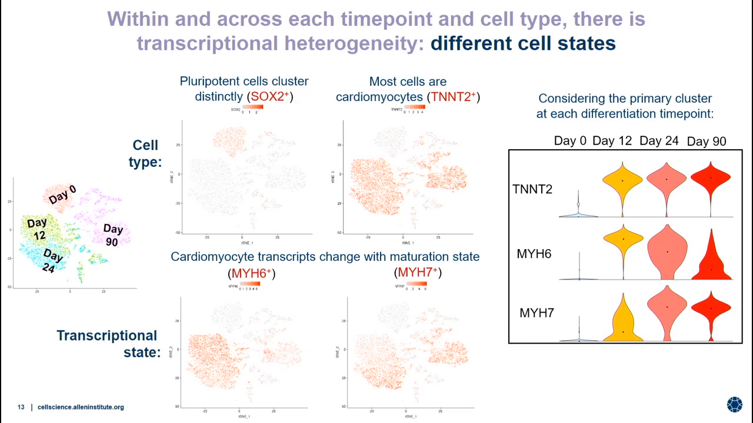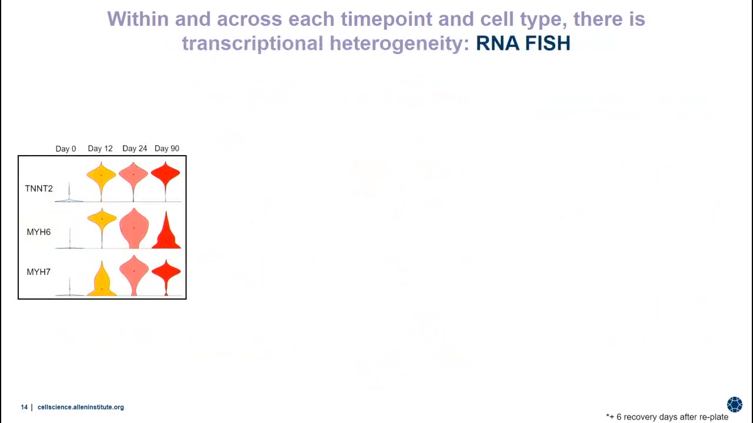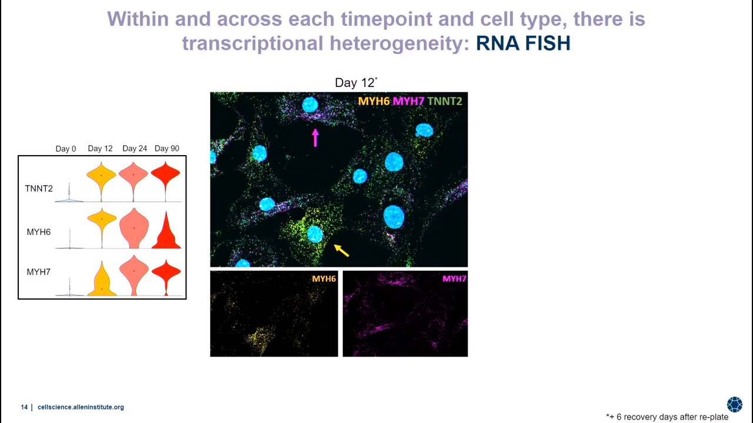However, not every cell is the same within these clusters. We know that there's more of a continuum of expression, and that there's a distribution and a range of different states these cells are in. So we're an imaging institute, and so we wanted to take a look at this visually. One way to do that is by doing in situ hybridization. And so we performed RNA FISH on different differentiated time points to visualize this a little bit better.